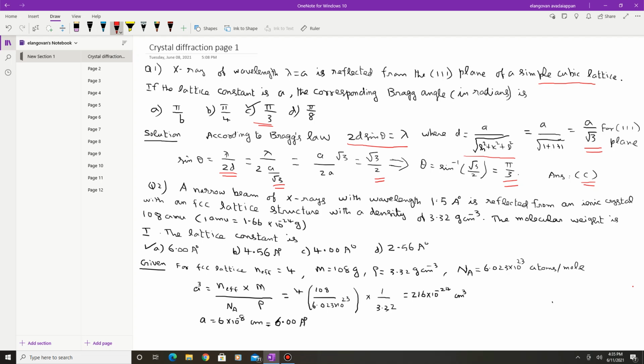Now since it is an FCC lattice, the effective number of atoms per cell is 4, because due to the corner atoms there is 1 atom per cell. Each face atom gives half contribution. There are 6 faces, so 6 into 1 by 2, which is 3. So totally the number of atoms per cell is equal to 1 plus 3, which is 4. Now M is given as atomic mass unit 108. Rho is given.